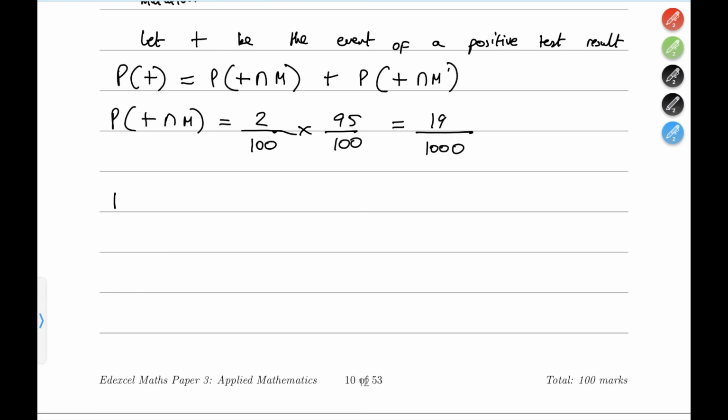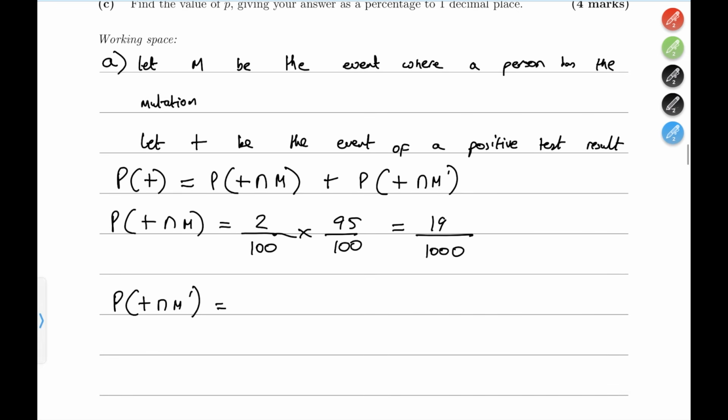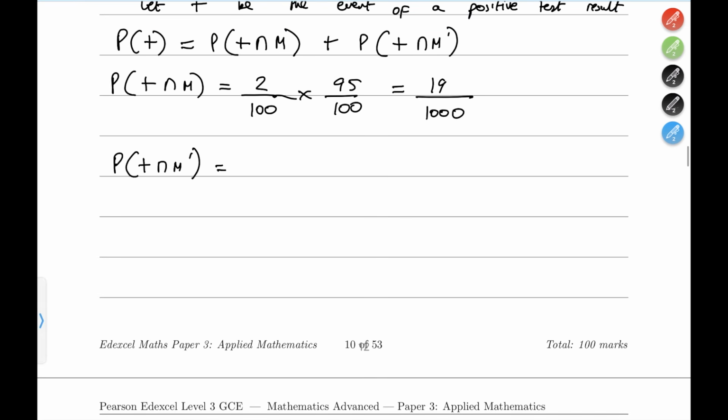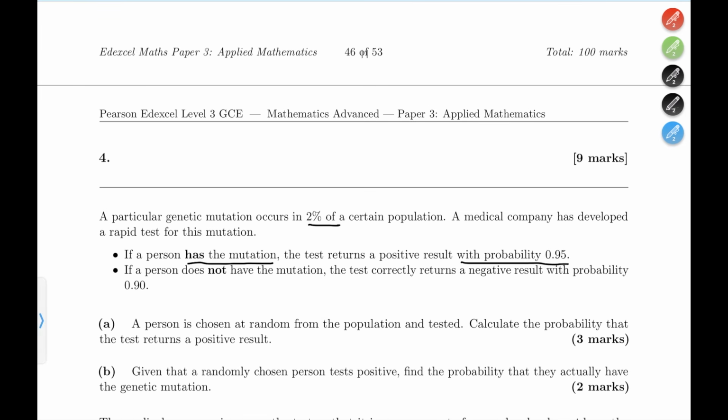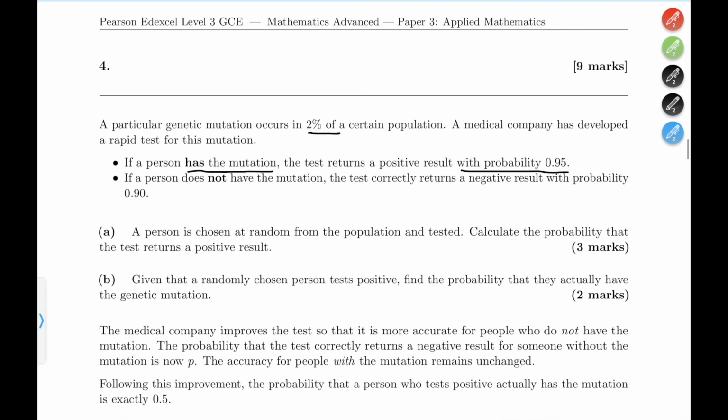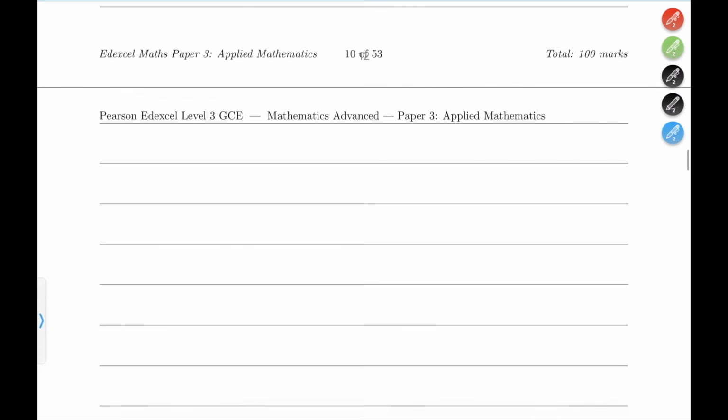19 over 1,000. Now the probability that you're positive, but you don't have the mutation, so I'm using M complement here. Okay, well, let's see here. The probability that you don't have the mutation is going to be 1 minus 0.02, so it'll be 98 over 100. And what's the probability that you test positive? Okay, well, it will be 1 minus the probability of a negative result, so it'll be 1 minus 0.9.